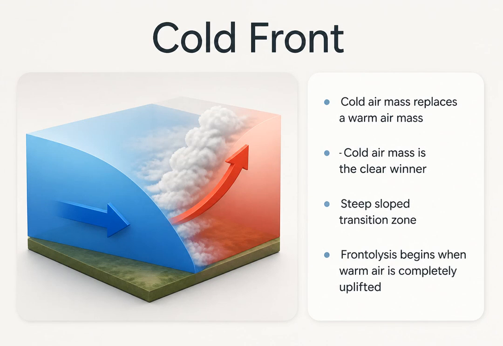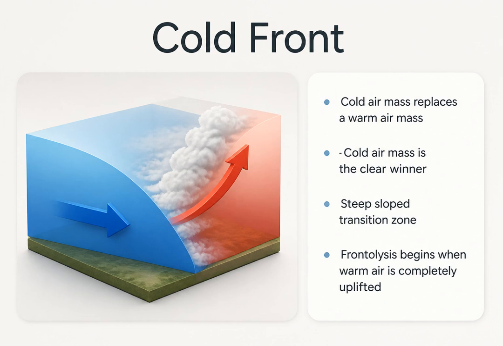Next, we have the cold front. A cold front is formed when a cold air mass advances and replaces a warm air mass, or when a warm air mass retreats and the cold air advances. In this scenario, the cold air mass is the clear winner. Because cold air is dense, it bulldozes under the warm air, creating a steep-sloped transition zone.